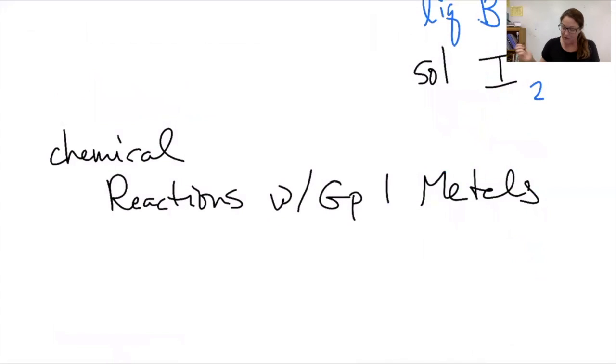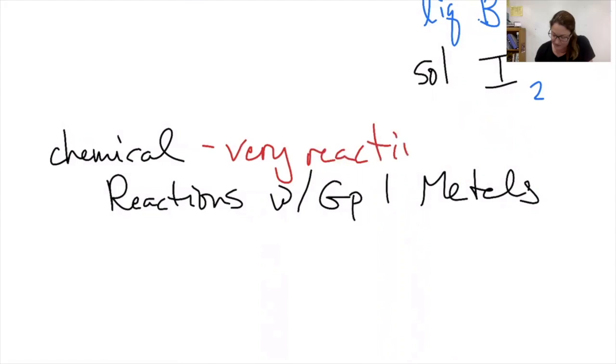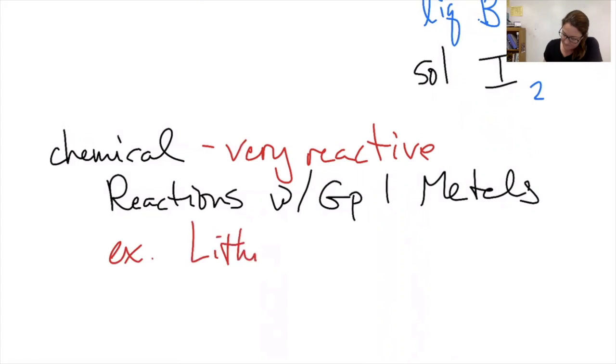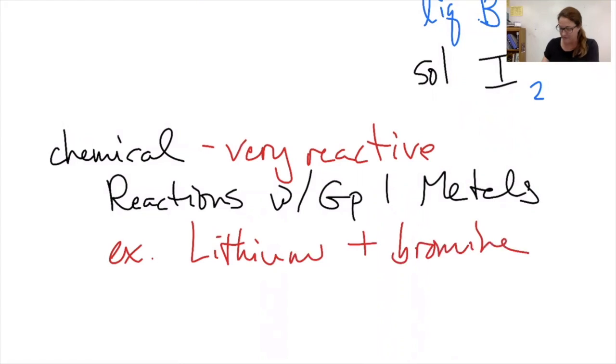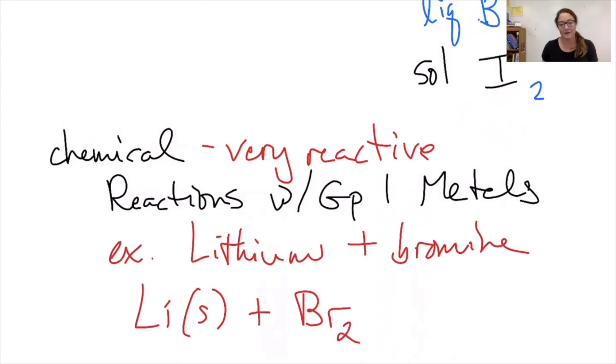In terms of their chemical properties, they are extremely reactive. You've already learned how to write reactions involving them, such as reactions with group 1 metals. So for example, if I have lithium plus bromine, and I want to write this reaction out, lithium's symbol is Li. Group 1 metals are solids at room temperature. It's going to react with bromine, which is diatomic and a liquid at room temperature.